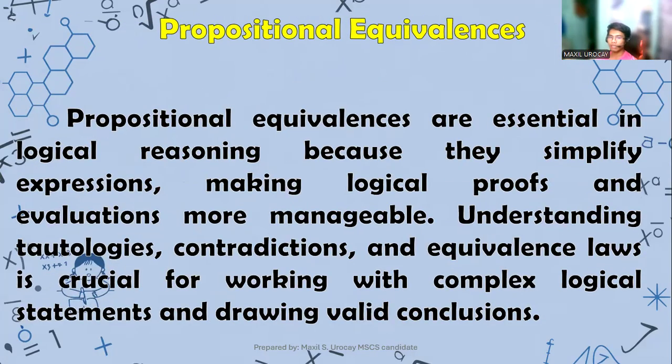Propositional equivalences are essential in logical reasoning because they simplify expressions, making logical proofs and evaluations more manageable. Understanding tautologies, contradictions, and equivalence laws is crucial for working with complex logical statements and drawing valid conclusions. So you can calculate many things, class, because by defining true and by defining false with a particular connective, you can map out what the direction will be. And of course, if you're trying to check the equivalences, what will be your goal if they are equivalent to each other? Of course, boom, they are definitely equal to each other.